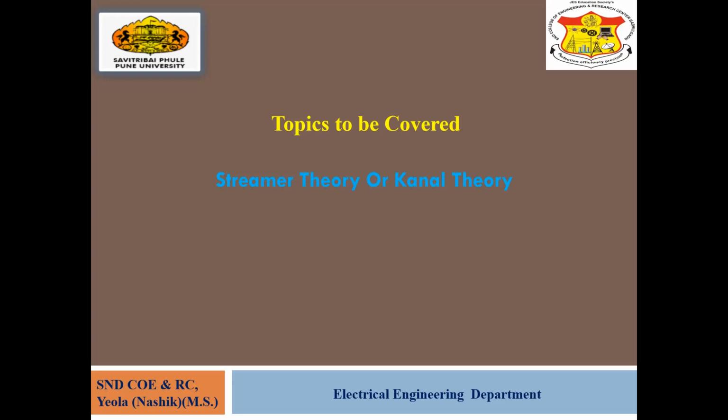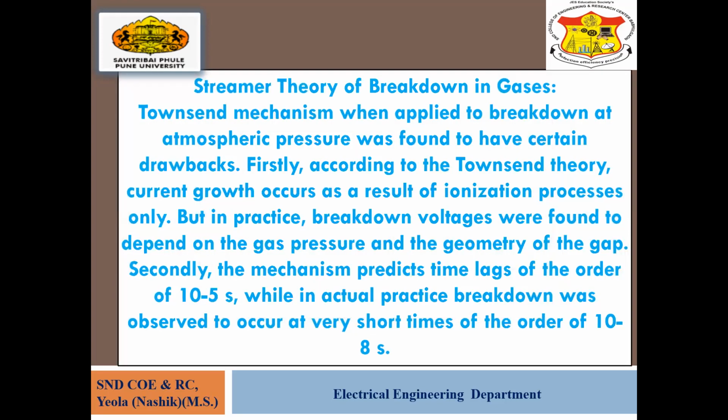When we see the breakdown in the Townsend theory, we consider only the ionization. Townsend applied it to breakdown where we see only the ionization. We are not considering the atmospheric pressure and the size of the gap. When we see these theories, we have to consider pressure also. Townsend's mechanism applied to breakdown at atmospheric pressure found certain drawbacks. Firstly, according to Townsend theory, current growth occurs as the result of the ionization process only.